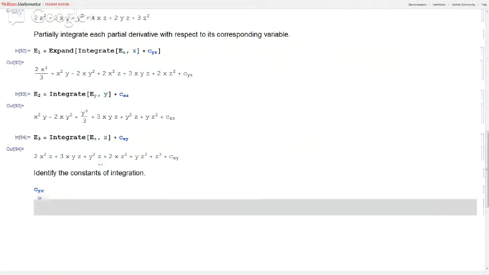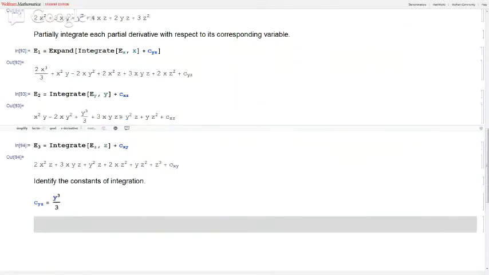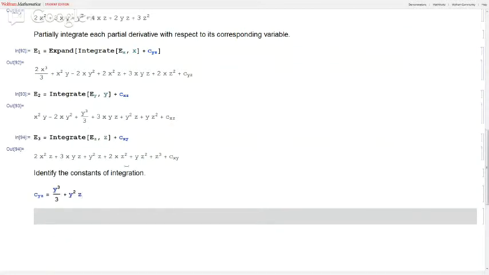So, C sub yz equals. Now I'm looking for terms in E2 and E3 that depend on y or z or both. This depends on x, that's out. This depends on x, that's out. Looks like I have a y cubed over 3. This depends on x, plus a y squared z plus a y times z squared. And I'm going to put a multiplication sign in there so that Wolfram doesn't think yz is a single variable. Alright, that seems to be all in E2.